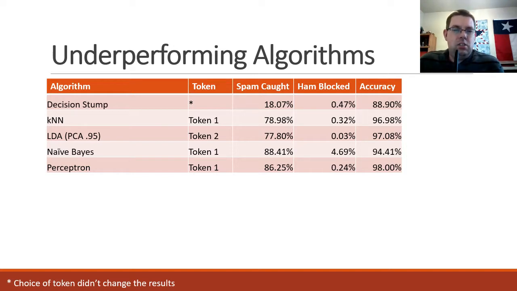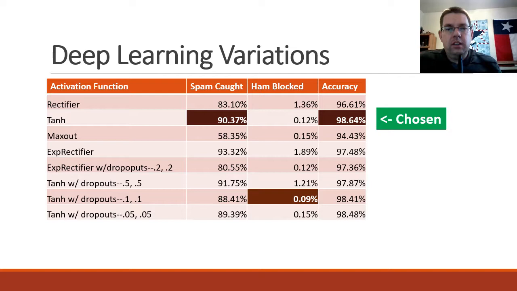You see the decision stump was poor based on how much spam it caught, or how little spam it caught. And then naive Bayes was decent. And then as you move to k-nearest neighbor, LDA, and perceptron, things get better to the point where you're almost into the top 3, but fall just short. Now I'm going to talk about the three algorithms that perform the best.